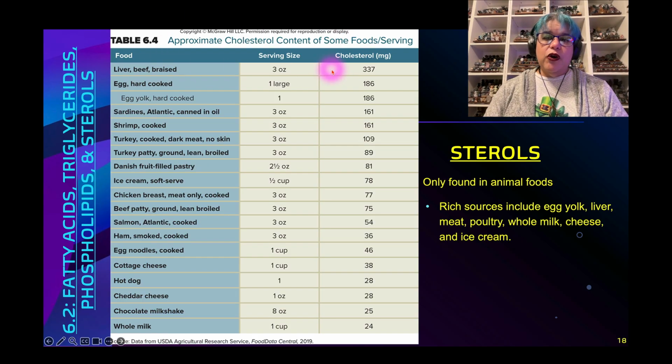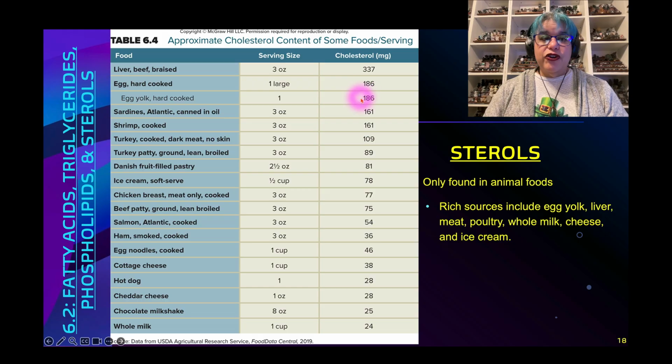So, cholesterol contents. Sterols are only going to be found in animal foods. Rich sources include things like egg yolk, liver, meat, poultry, whole milk, cheese, and ice cream. So if you look here, the amount of cholesterol goes down as we go down, but whole milk has 24 milligrams. Liver, beef that have been braised, that's 337 milligrams of cholesterol. That's a lot of cholesterol.